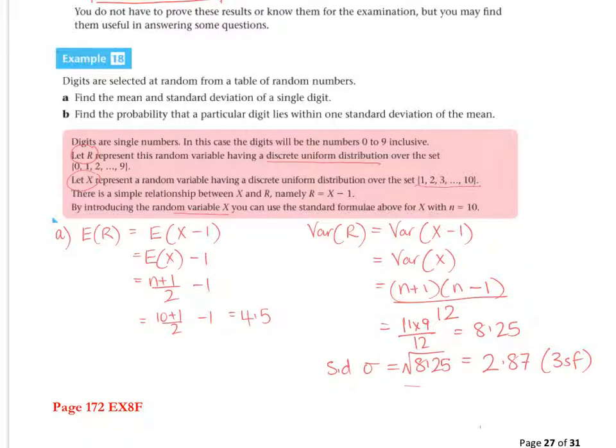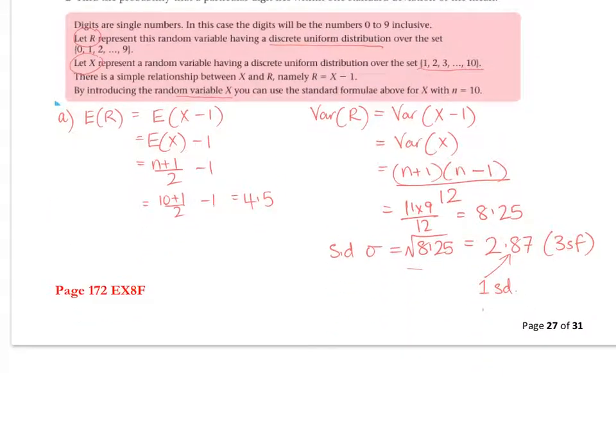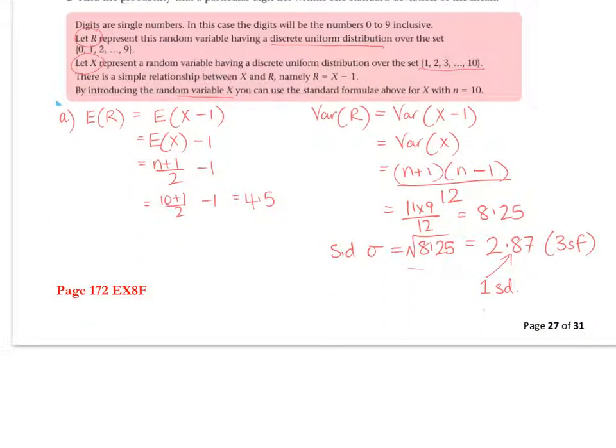Now, using the value of sigma in A, the required probability, so find the probability that a particular digit lies within one standard deviation of the mean. Right, so one standard deviation, that is one standard deviation there. So what we're actually saying here, and this will make a little bit more sense when we go on to do the normal distribution, you can understand what a standard deviation is. So it's actually the probability, standard deviation from the mean.